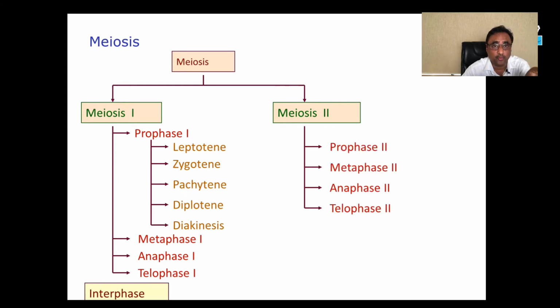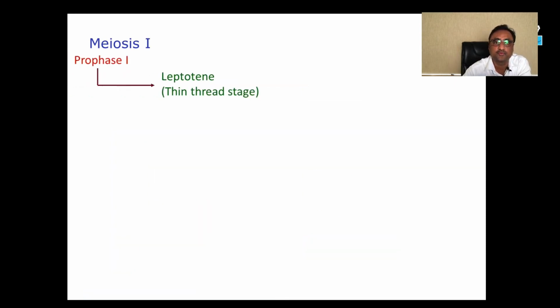But out of all those things, the most important is prophase 1, because prophase 1 is the most extended phase and it can be further divided into 5 sub stages. We will discuss that. Okay. So first of all, let's talk about the sub stages of prophase 1, and the very first sub stage is what we call leptotene or thin thread stage.